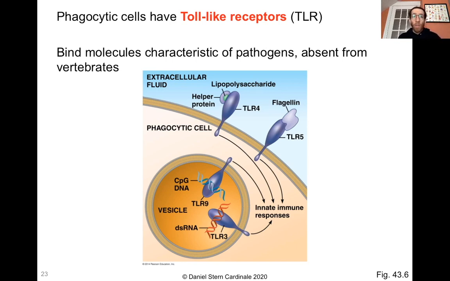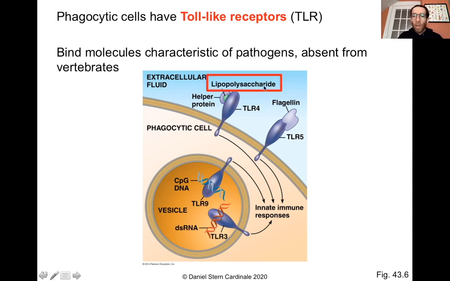Again, the idea here is that when a phagocytic cell detects any one of these substances, it can be sure that that thing is not coming from us. It's coming from a potential pathogen, so you need to destroy the cell that's associated with it. So here are some examples.